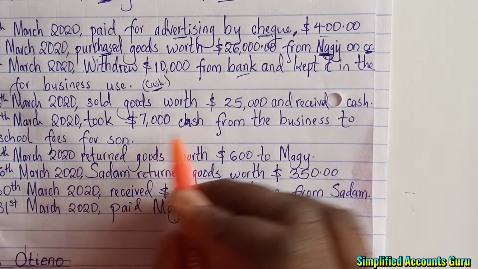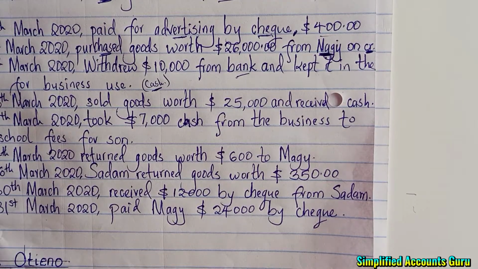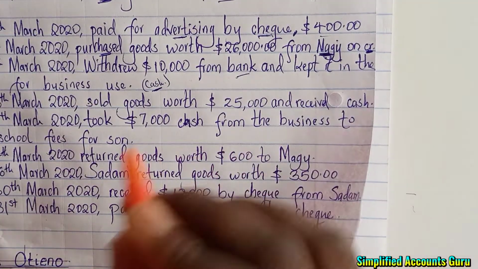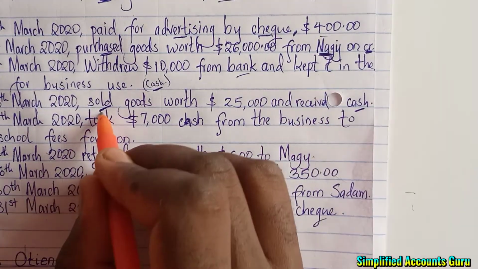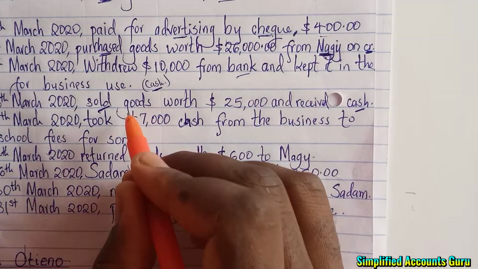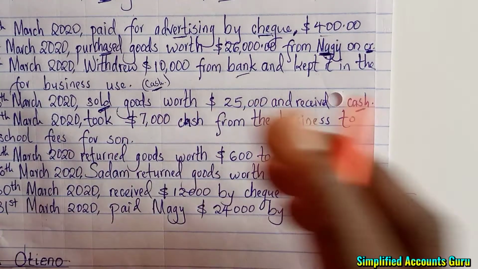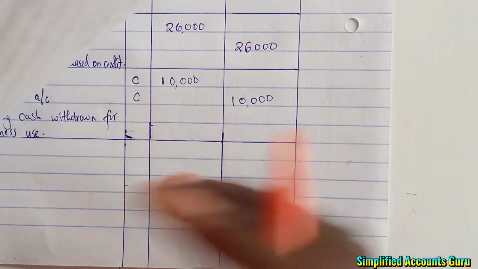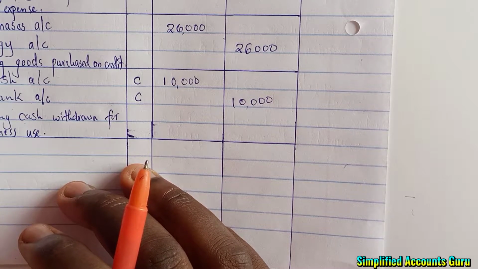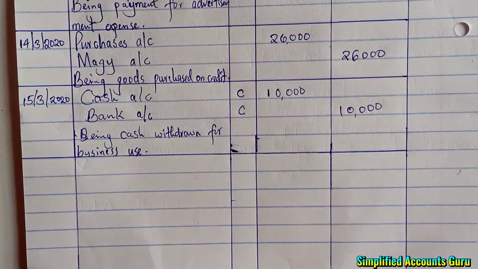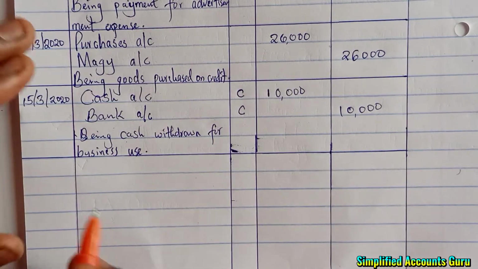On 18th March, sold goods worth $25,000 and received cash. So we can see we have sales and we have cash being received. So it is sales being done on cash terms. So cash at hand will be affected and the sales account will be affected. So cash is an asset. When an asset is increasing, we debit. The other one will be given an opposite treatment.